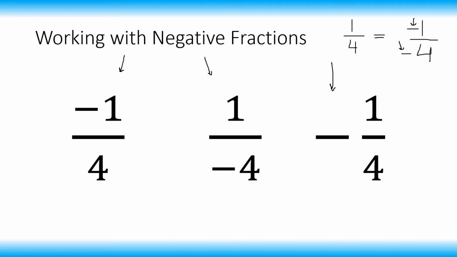So if you have a negative sign on the top, that's fine. You don't need to add one on the outside of the fraction like we saw over here. You don't need to add it on the bottom like we saw over here, etc. So you just need one negative sign somewhere in the fraction to indicate that it's negative. And if you have two negative signs, then it's actually a positive number.